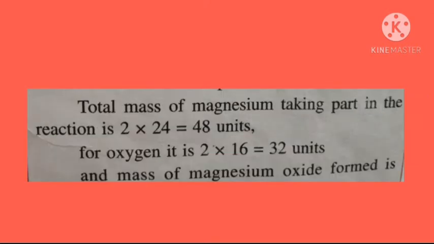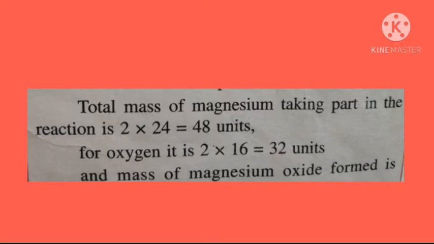The first step is the total mass of magnesium taking part in the reaction: 2 multiplied by 24 is equal to 48 units. Why do we have to multiply by 2 here, students? Because there are 2 Mg, 2 monoatomic molecules of magnesium. That's why we have to multiply by 2.